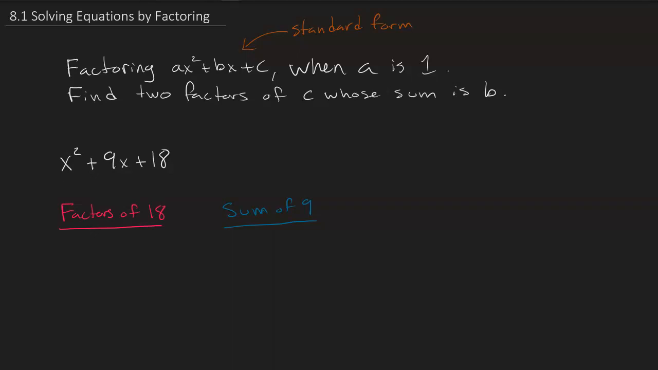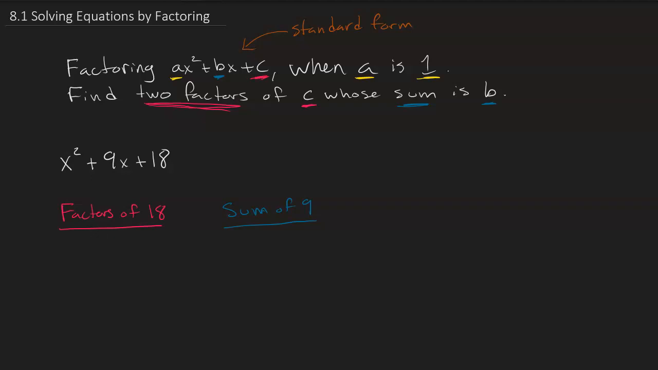And a few things to keep in mind when we're factoring in this form, we're going to assume that a is 1, so our a value is going to equal 1. And the goal is to find two factors of c whose sum is b. So again, we're taking our b value and we want to find those two factors whose sum is b, but when you multiply them together, they give you c.